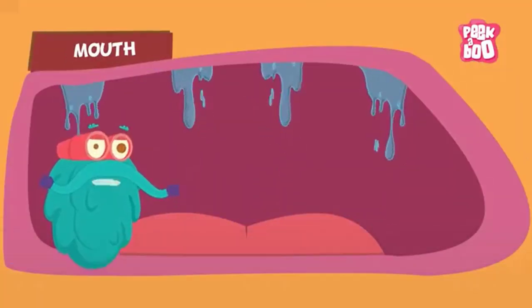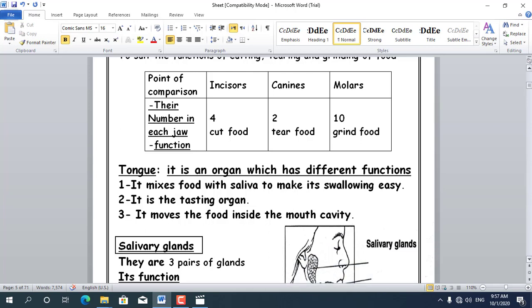The saliva which contains a... So as we saw, the different functions of the tongue. When a question comes and says mention the function of tongue, we have 3 different functions. Number 1, it mixes food with saliva to make its swallowing easy. Number 2, it is the tasting organ. Number 3, it moves the food inside the mouth cavity.